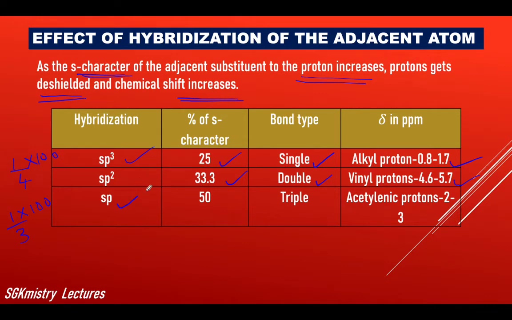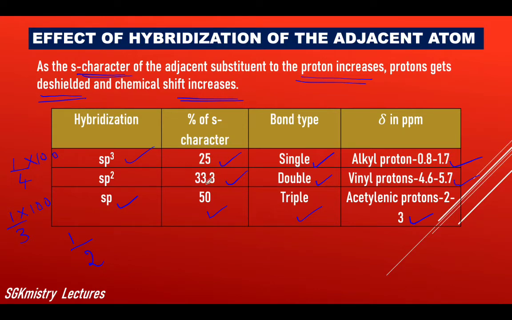Next, coming to sp hybridization. Again, the percentage of S character. The total number of orbitals is 2. Out of 2, 1 is s. So out of 100 it is how much? It will give you 50%. Whenever there is sp hybridization, we know that it is the acetylenic group. So the acetylenic protons will have a chemical shift of 2 to 3. But now there is a discrepancy, because from sp3 to sp2, since there is an increase in the percentage of S character, there is an increase in the chemical shift.